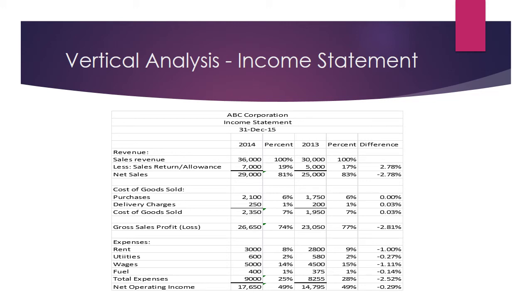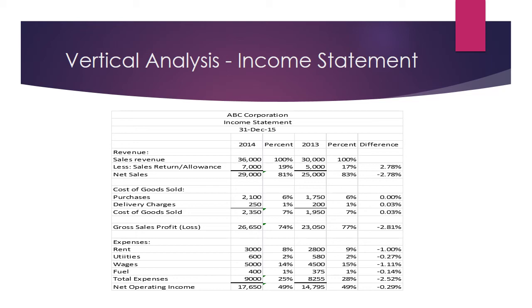What makes up my sales revenue? What's the percent of all the other items in regards to my sales revenue? So we're just looking at 2014. Don't look at 2013. My sales revenue is going to be my 100%. I'm going to divide everything into that and see what proportion I come up with. So my sales return allowance of $7,000 is 19%.